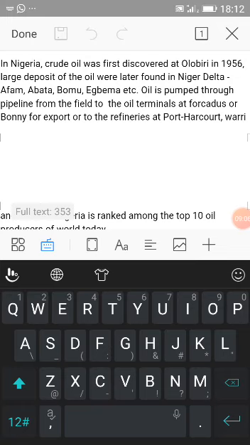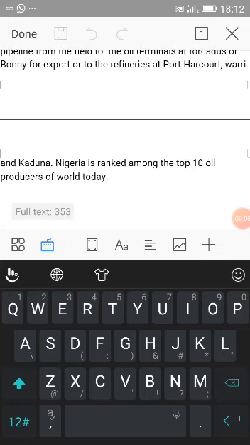And in our next class, we'll be looking at the fractional distillation of crude oil, the various segments crude oil is divided into.